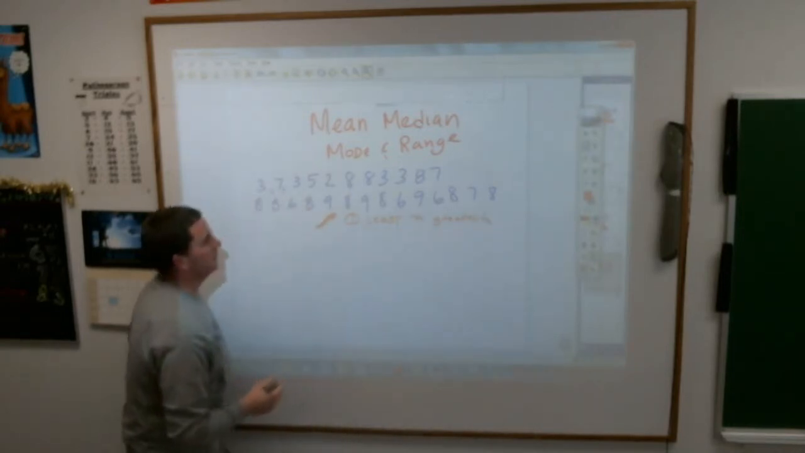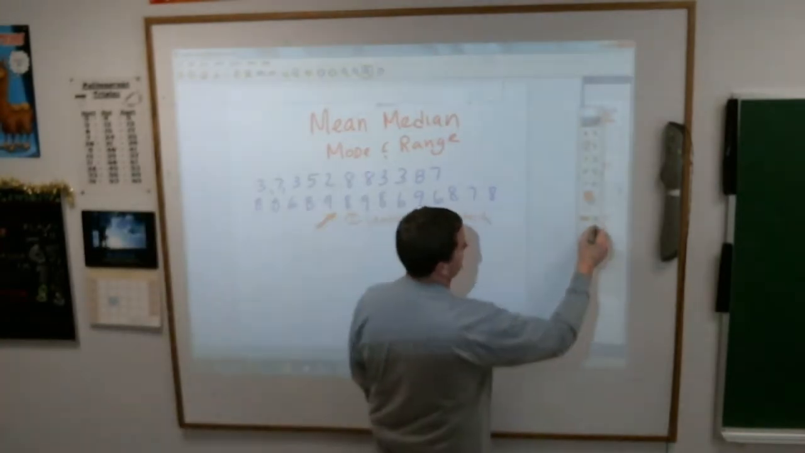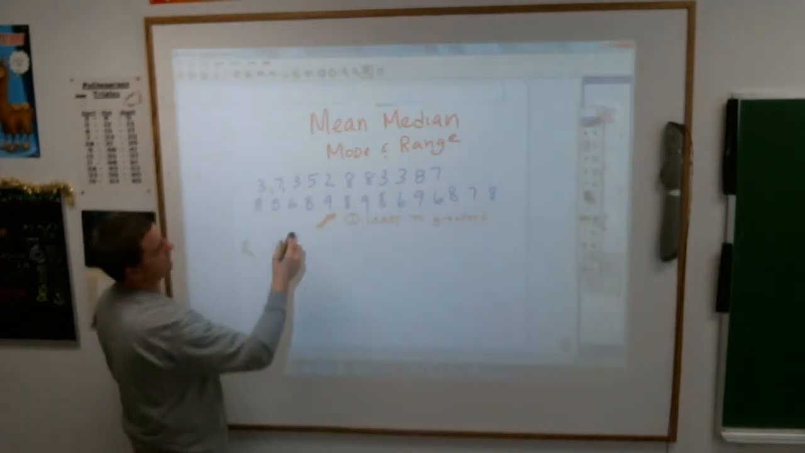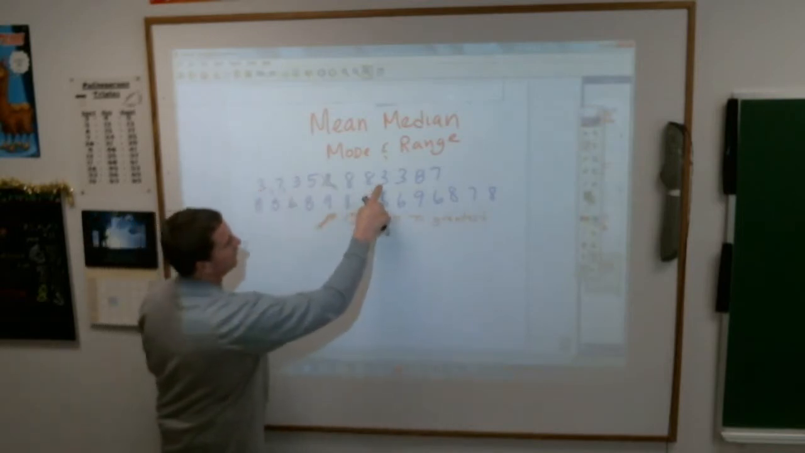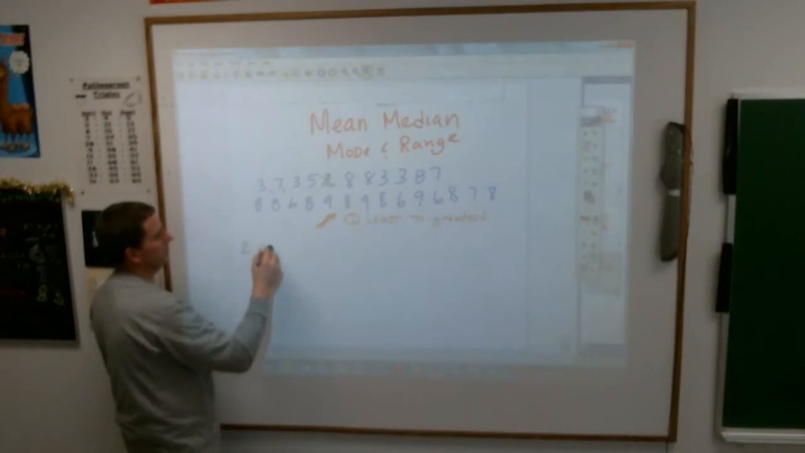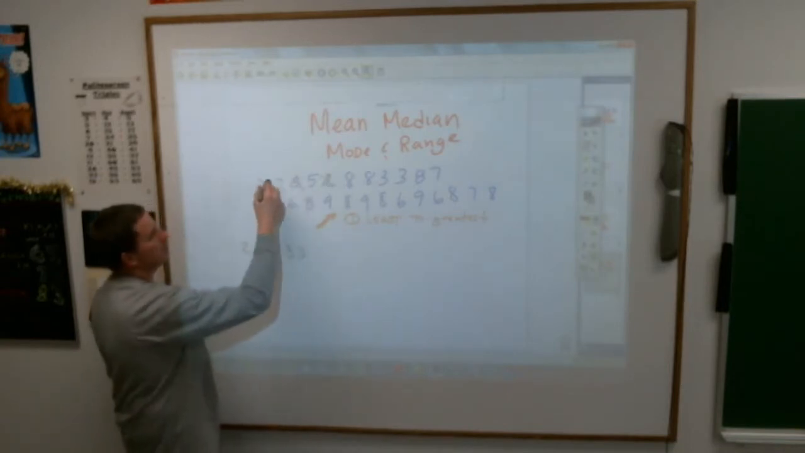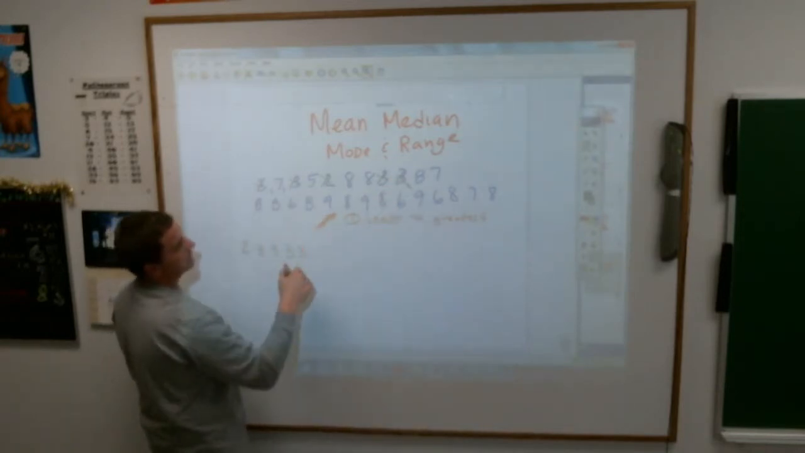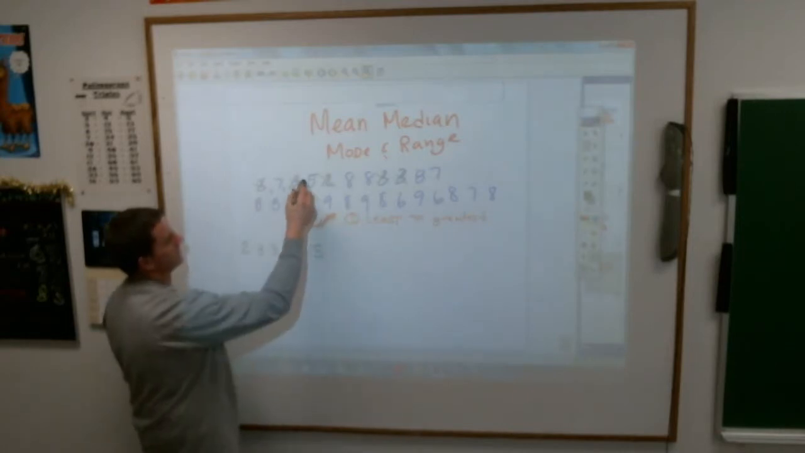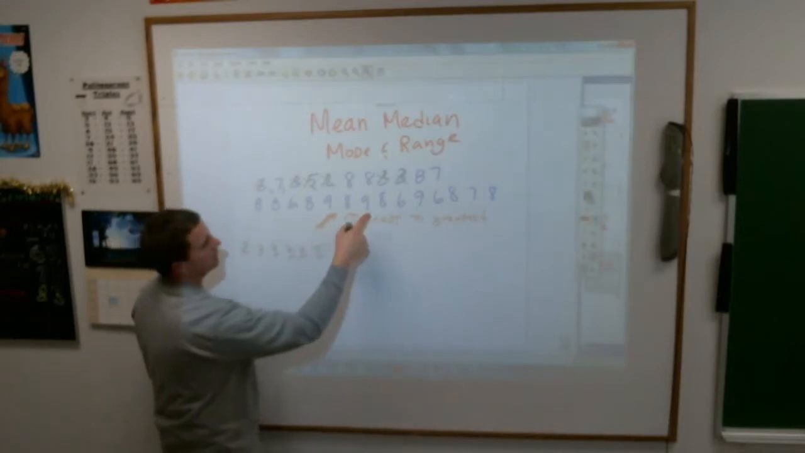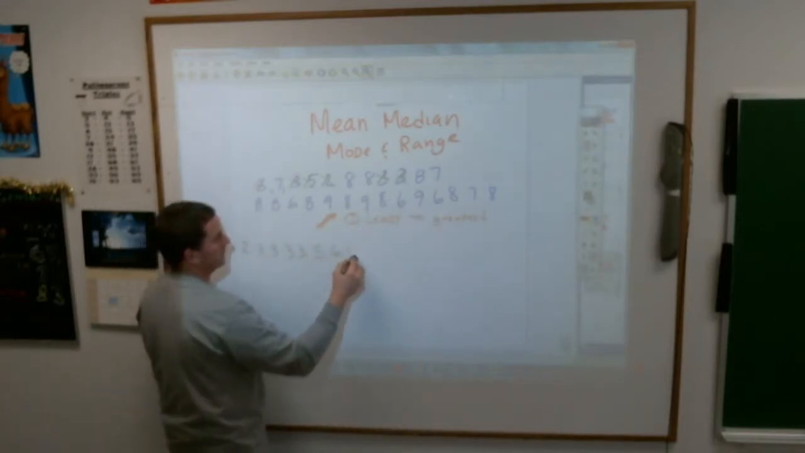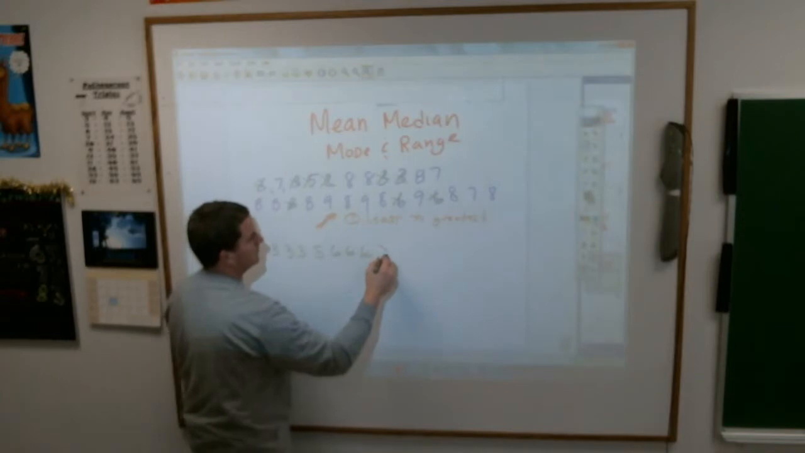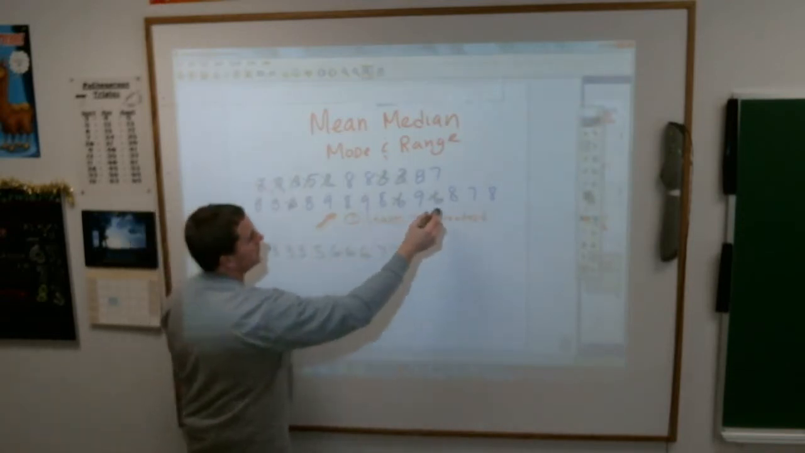Okay, so we know that the smallest one was 2, right? I'm going to change colors because that's a little different for me. How many 2s did I have? Just 1, right? And I'm going to cross it off. How many 3s do we have? 1, 2, 3, 4. 4 3s. Do we have any 4s in there? Nope. How many 5s? Just 1? How many 6s? 1, 2, 3. How many 7s? 1, 2, 3. Still with me here?